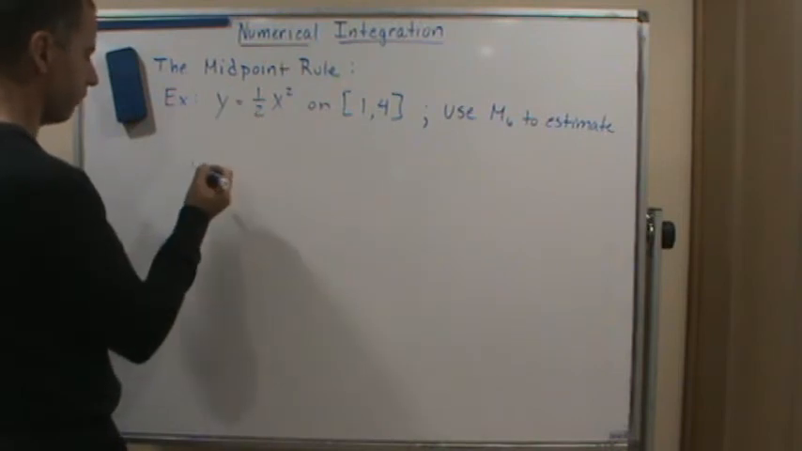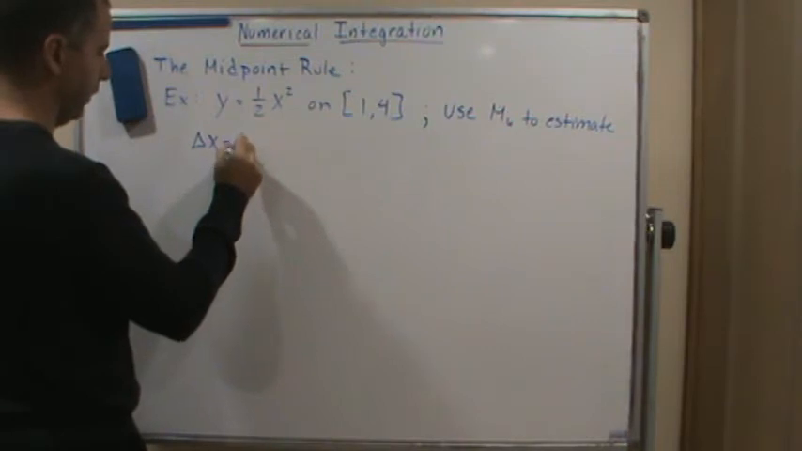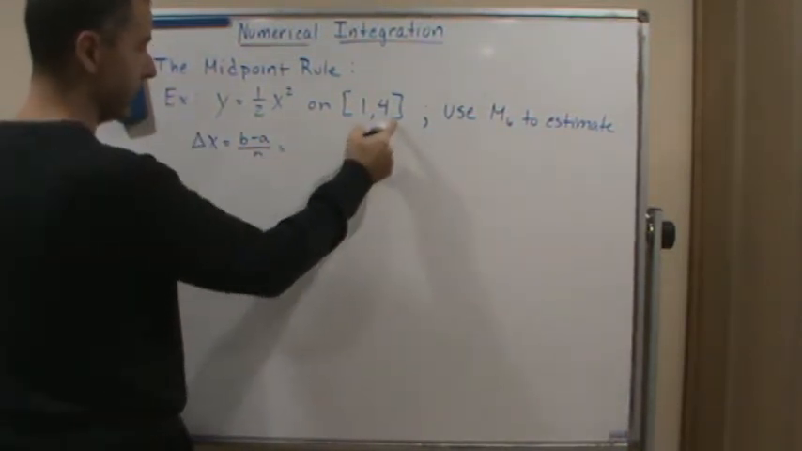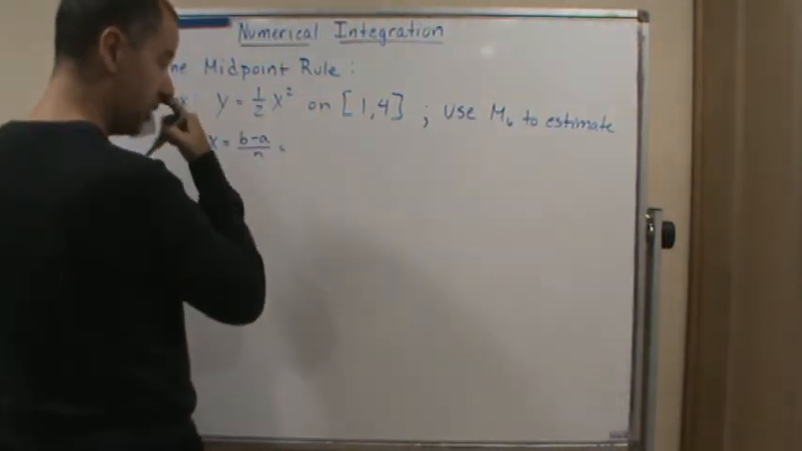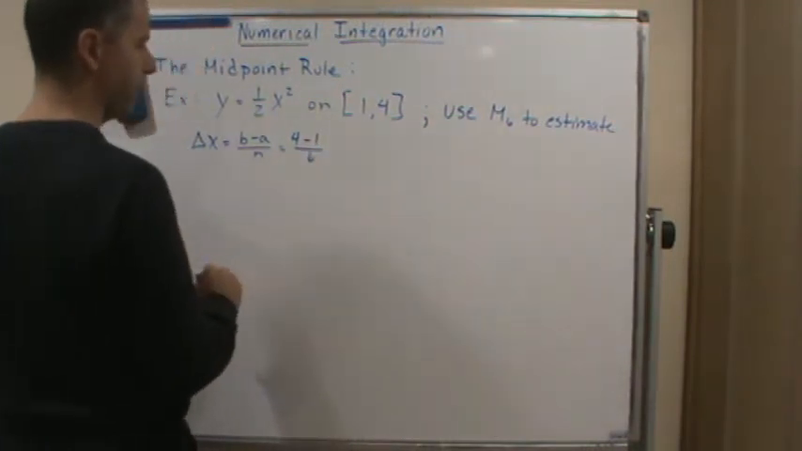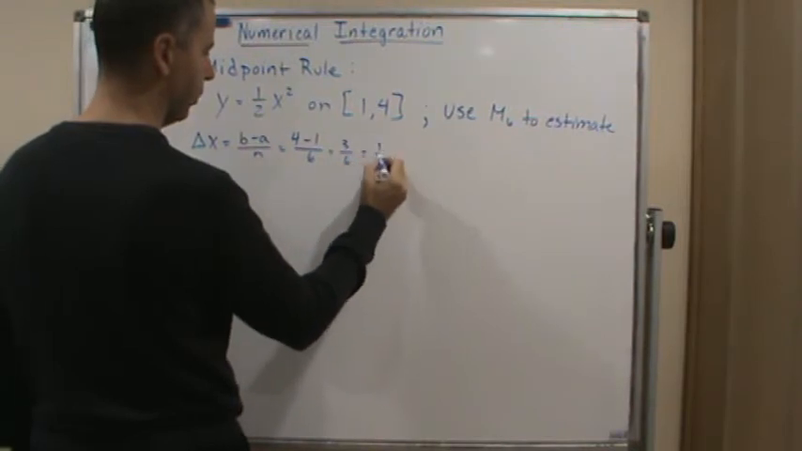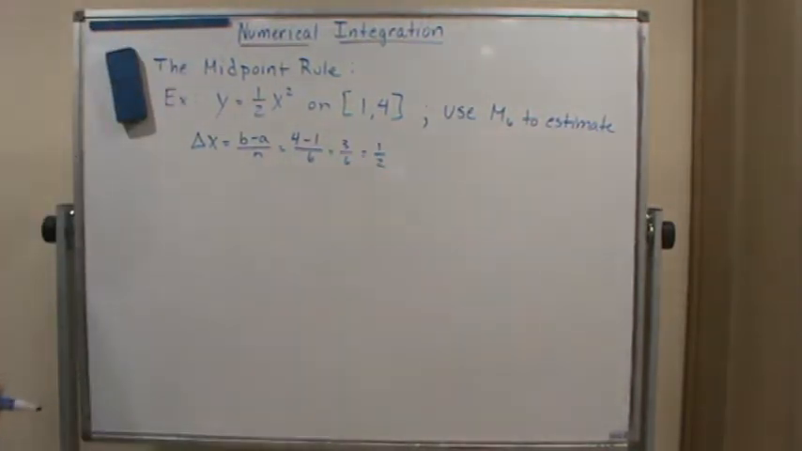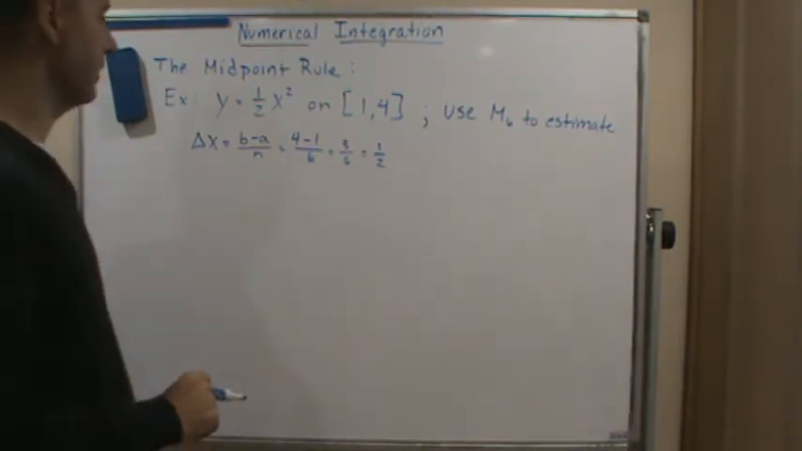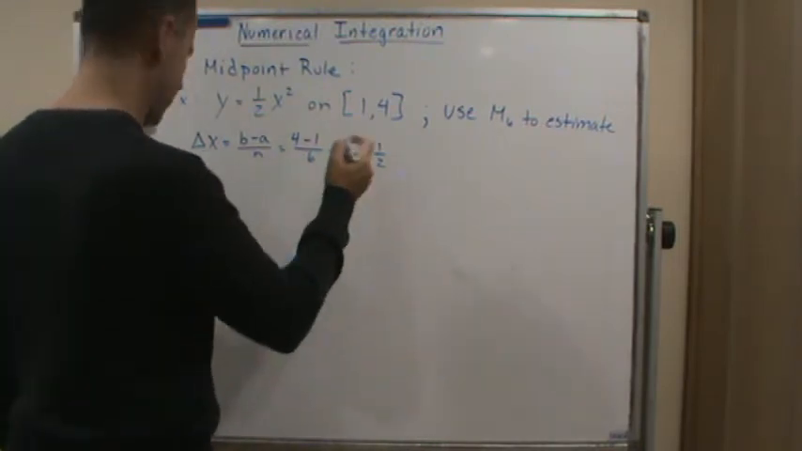Okay, so delta x is b minus a over n. In this case, a is 1 and b is 4. So it's going to be 4 minus 1 over 6, n is 6, which gives us 3/6 or 1/2. So there's the length of each subinterval.